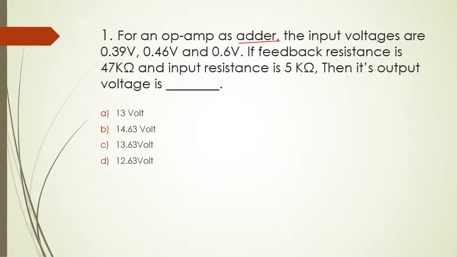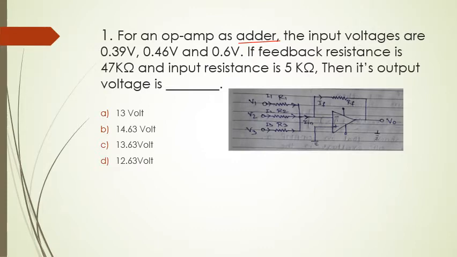Now as the application is given, you must first of all think of the circuit diagram of this application. So this is the circuit diagram of op amp as an adder. Here you have given only one input resistance, and in this circuit we are having three input resistances, that is R1, R2 and R3. So as only one resistance value is given, that means the value of all these three resistances is same, that is R1 equals R2 equals R3, which is equal to 5 kilo ohm.